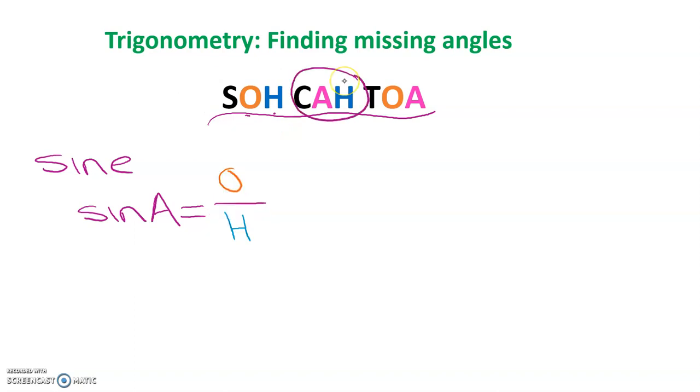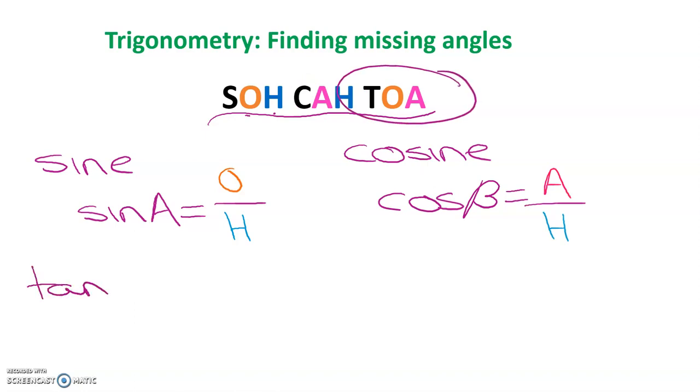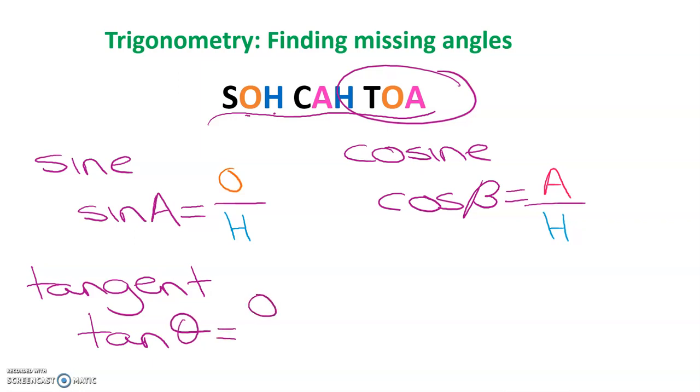The C in CAH stands for cosine, and short for that is cos. Again, we can put a symbol and it equals A over H. That's where we get the CAH from. And last but not least, we have T for tangent, which is tan for short, and you can again put your symbol for the angle and it equals O over A, as given in TOA.